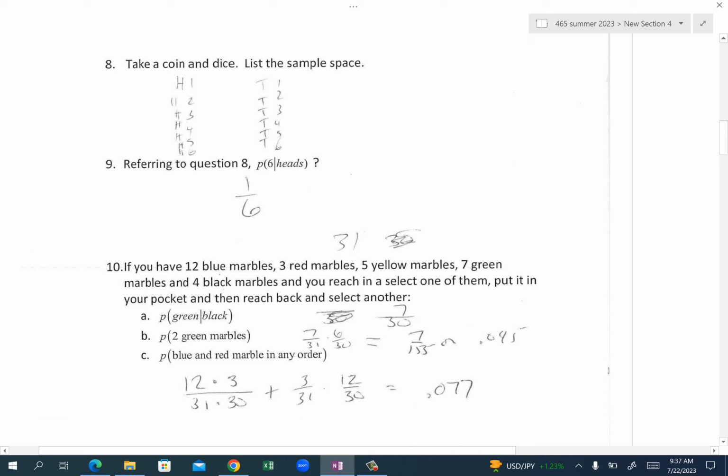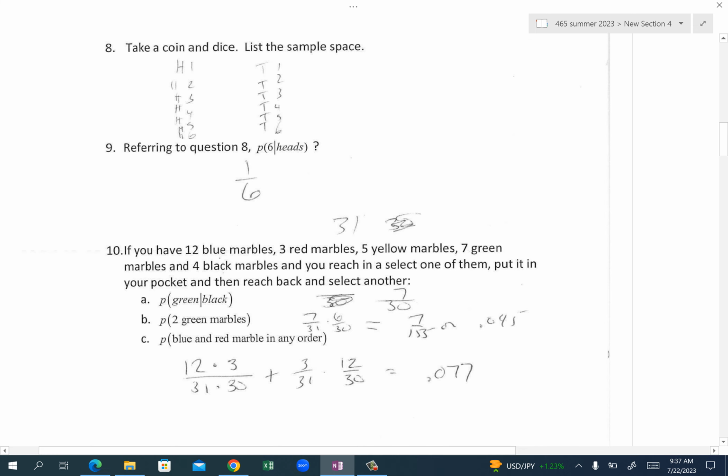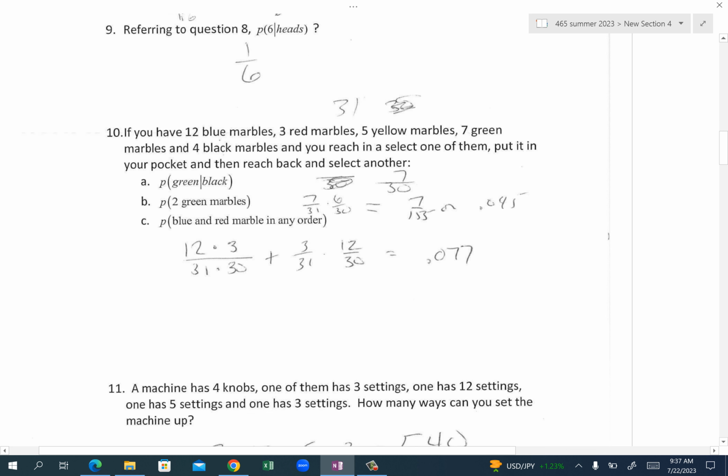Clearly, the probability you get a 6, given that it's heads, is 1 out of 6. That's because they are independent, right? It doesn't matter what happened on the coin. The probability of getting a 6 is 1 out of 6.